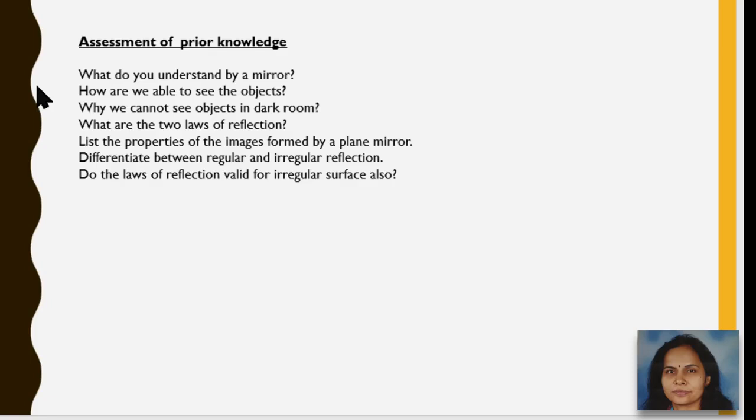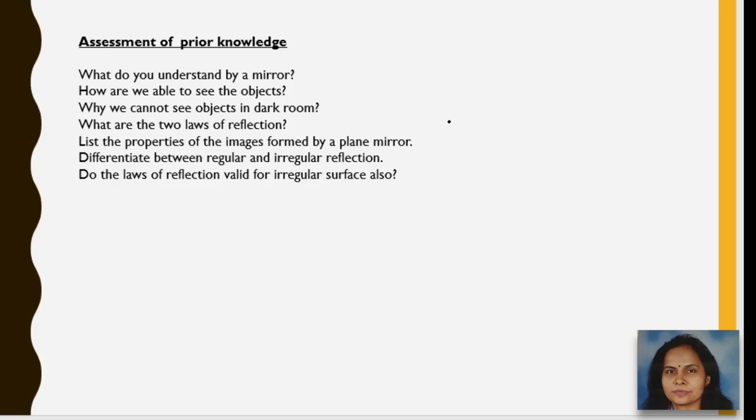What are the two laws of reflection? That's an important one. Two laws of reflection are angle of incidence is always equal to angle of reflection. And the second one is incident ray, reflected ray and the normal at the point of incidence should all lie on the same plane. List the properties of the images formed by the plane mirror.